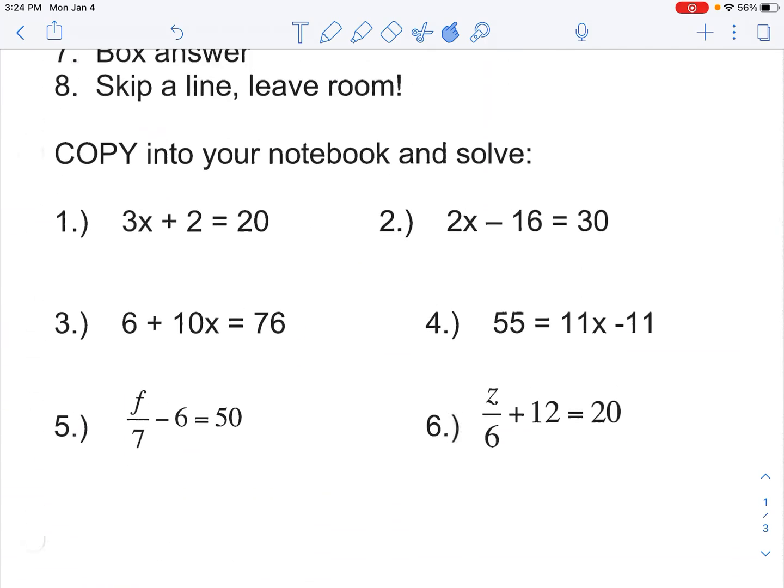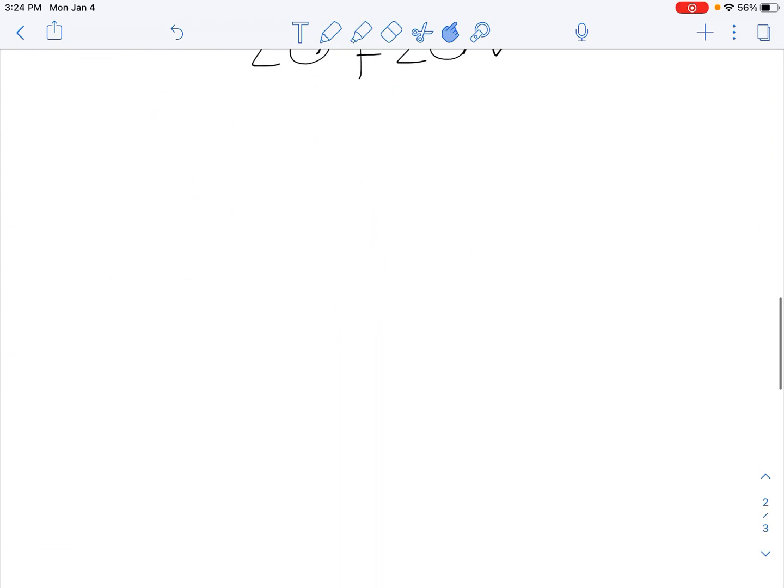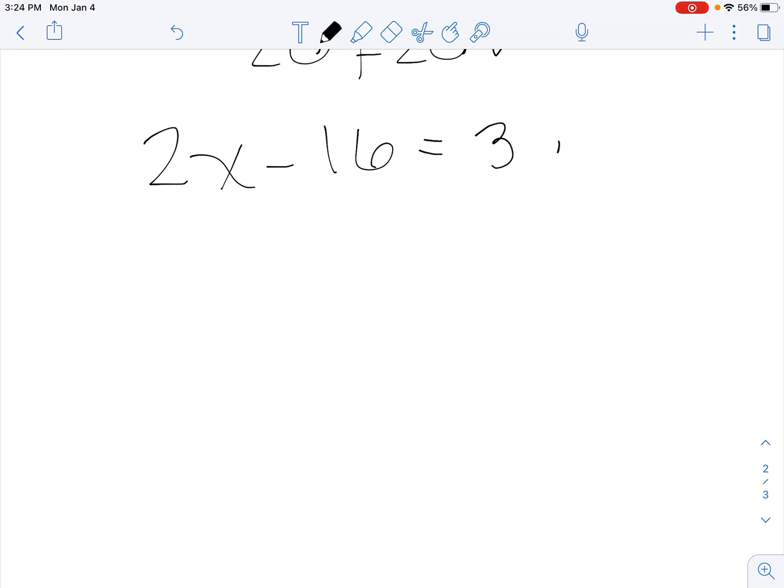Okay, so let's check number 2. So we've got 2x minus 16 equals 30. So I'm looking at this one right here. We're going to copy that. Go ahead and copy that into your notebook. 2x minus 16 equals 30. So the two operations in this one are multiplying and subtracting. So this is asking 2 times what minus 16 equals 30. So draw your mirror.